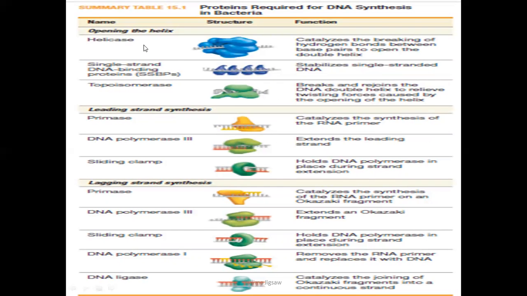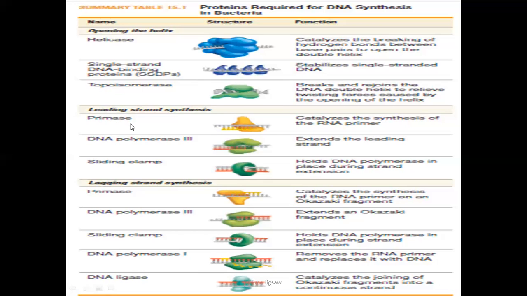So lastly, what you need to know are the functions of the different proteins and enzymes. You need to know the function of helicase. Helicase is going to catalyze breaking of hydrogen bonds between base pairs to open the double helix. So helicase is responsible for the opening or unwinding of the double-stranded DNA. Remember the single-stranded DNA binding proteins: these are going to stabilize single-stranded DNA.